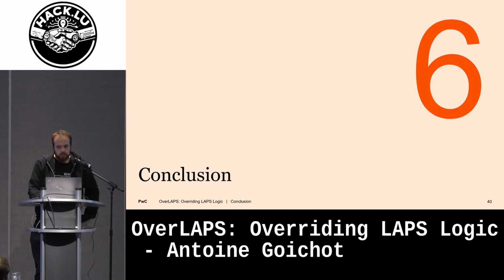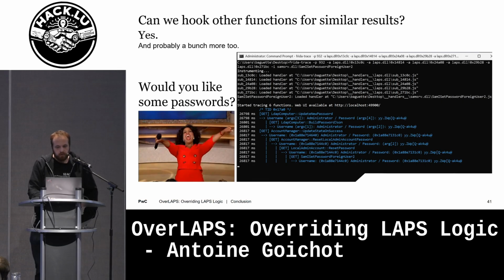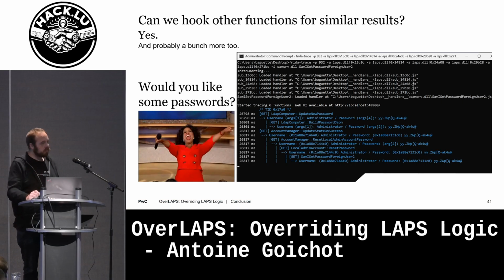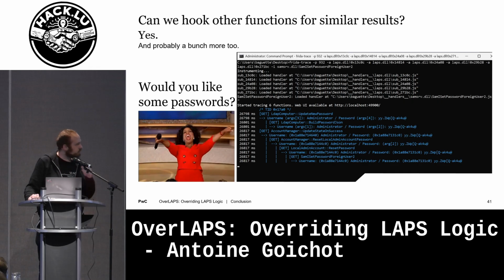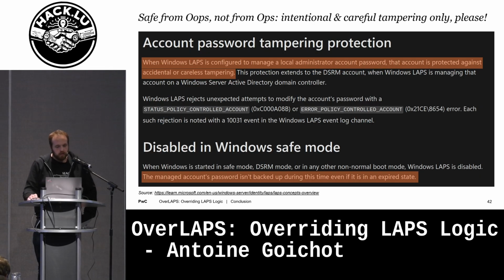Okay, so now it's time to conclude. First, if you ask, can we hook other functions for similar results? The short answer is yes. For instance, in this screenshot, I hooked 6 different functions on Active Directory setup, and I managed to capture the same password 6 times. As I mentioned in the introduction, there is indeed a password tampering protection that will protect against accidental or careless tampering. So it was intentional and probably done with care, so it was possible.